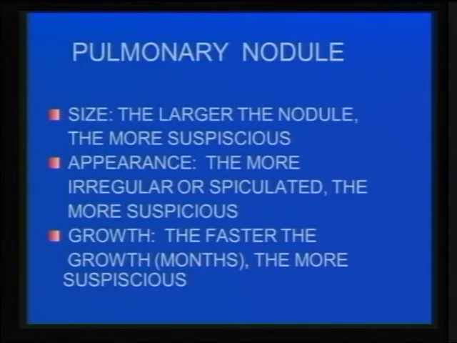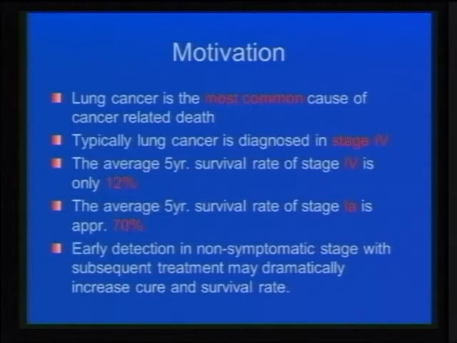The faster the growth, and when I talk about faster, I'm talking about months, because aggressive infectious disease can grow very fast. It can mimic neoplastic disease. So you have to be careful about that too.